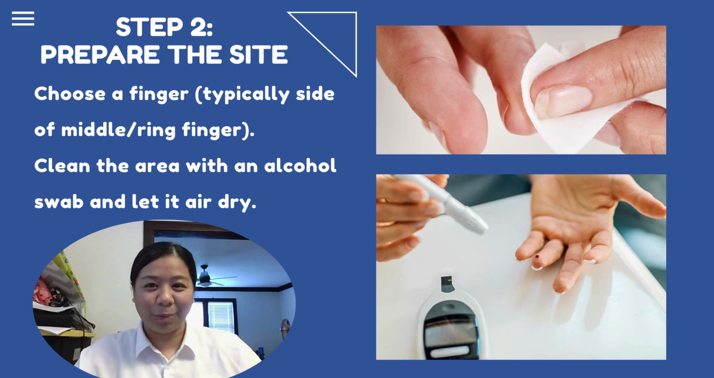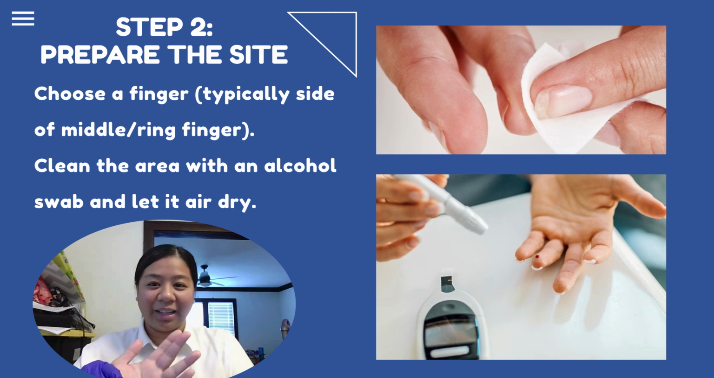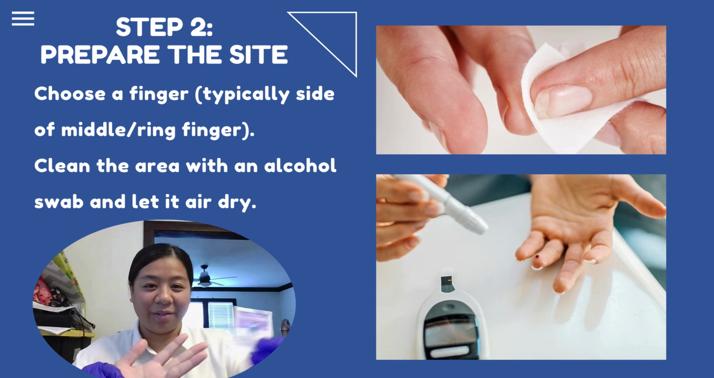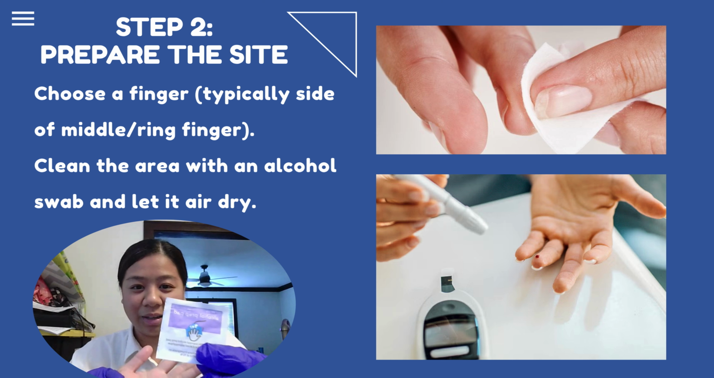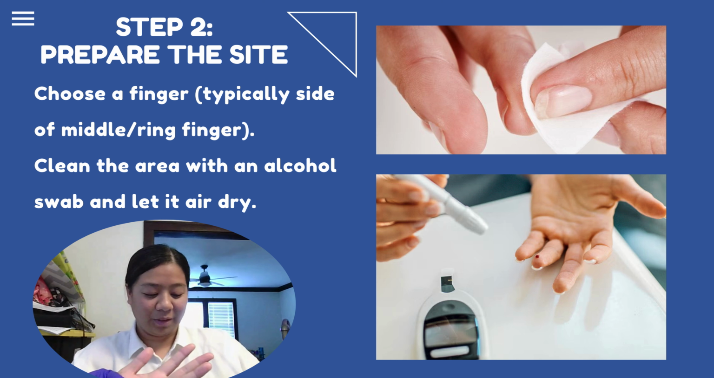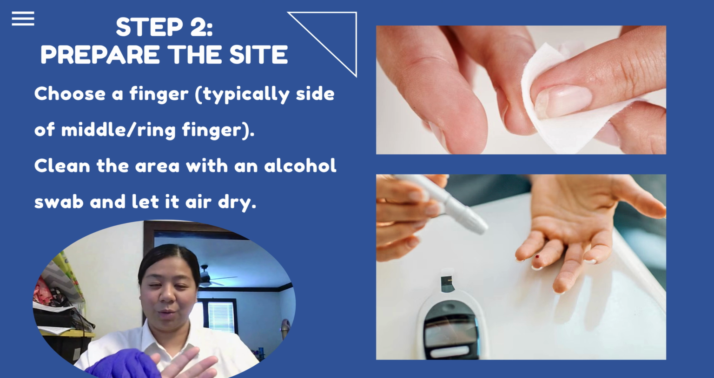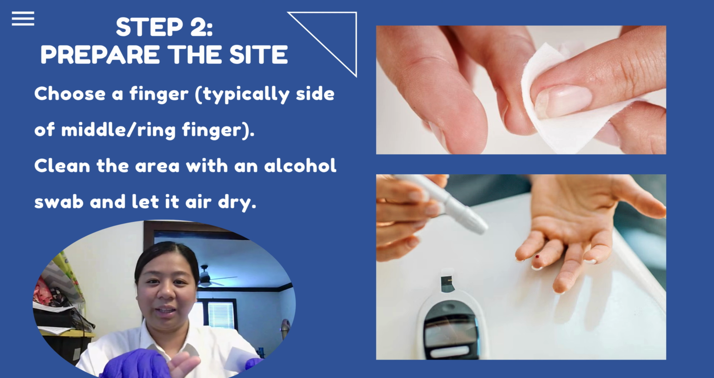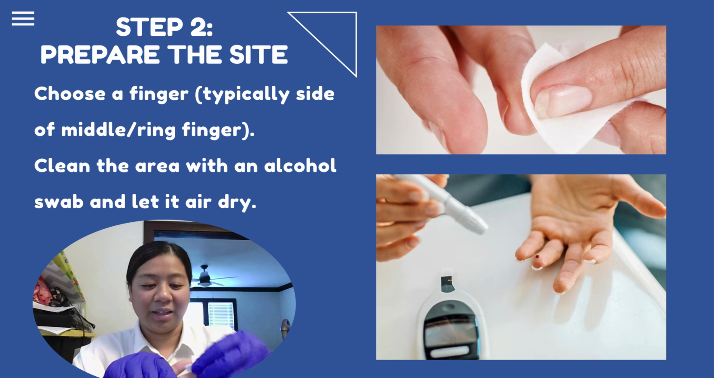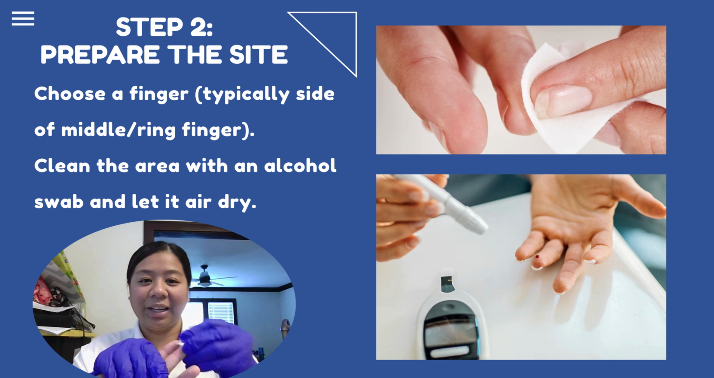Second step is to prepare the site. First, we need to choose a finger, typically the side of the middle finger or the ring finger. So we have to have our cotton and alcohol swab. In this case, I have an alcohol swab. So we have to clean the area and let it dry.